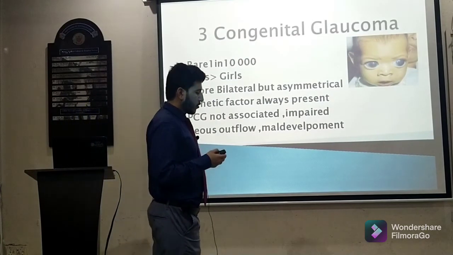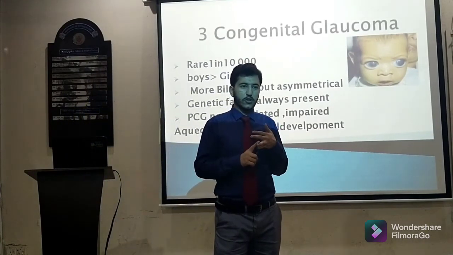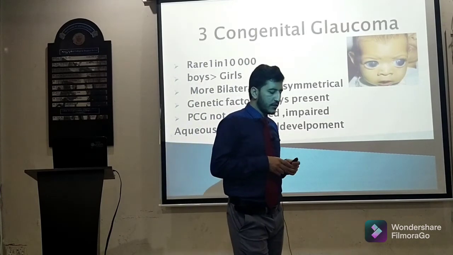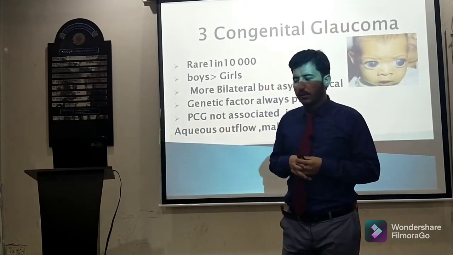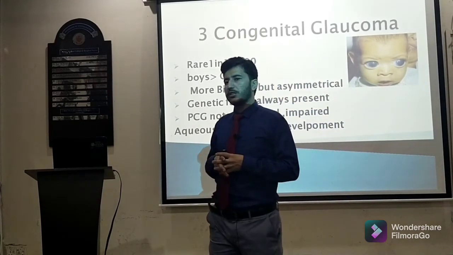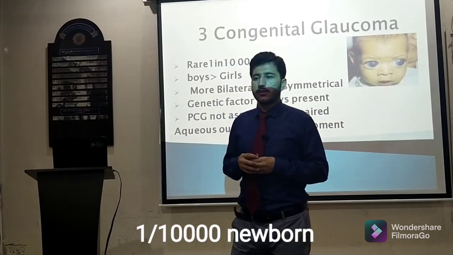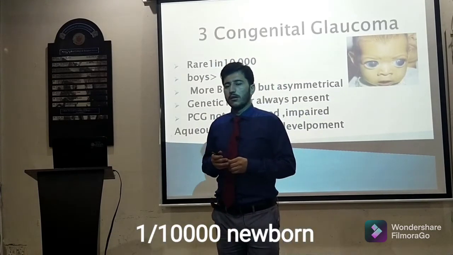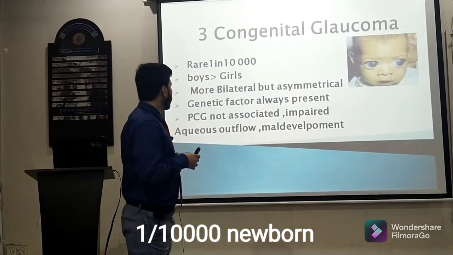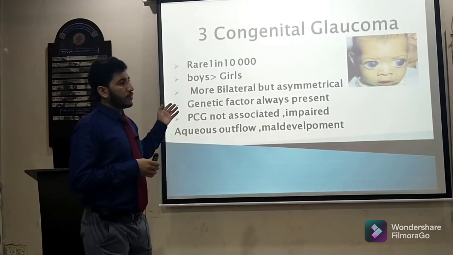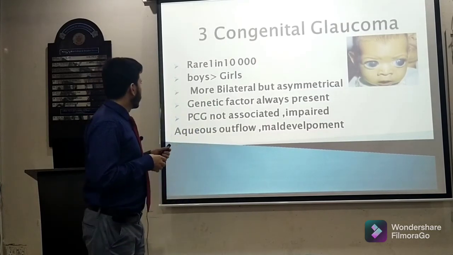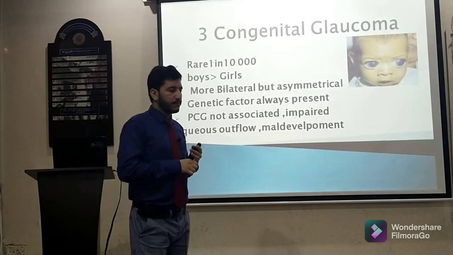We have classified glaucoma into primary glaucoma and secondary glaucoma, which we have discussed. Now is congenital glaucoma. Congenital glaucoma is a rare type of disease in which one in 10,000 patients will have glaucoma. This type of disease is more common in boys than girls. It is more often bilateral but asymmetrical.